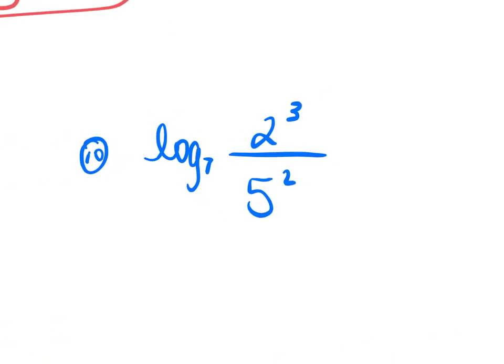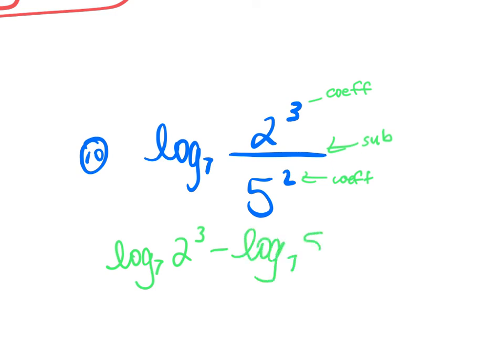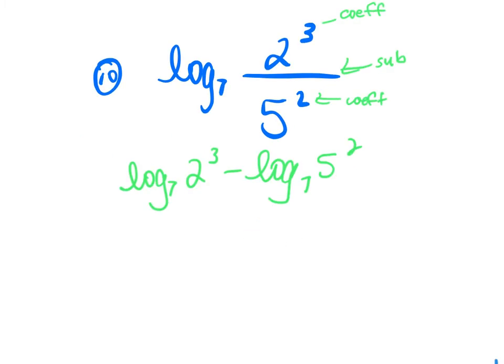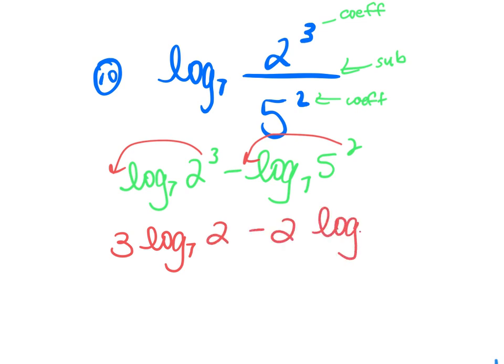Just want to make sure we understand the concepts here. This is already smushed together. What do I need to do? Change to subtraction. Okay, I'm going to pull it apart. This is going to become a coefficient. This is going to become a coefficient, and this is going to become a subtraction problem. So I have log base 7 of 2 to the 3rd minus log base 7 of 5 squared. These become my coefficients. So I have 3 log base 7 of 2 minus 2 log base 7 of 5.